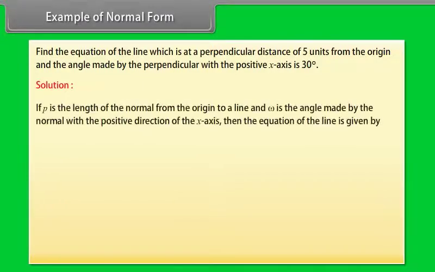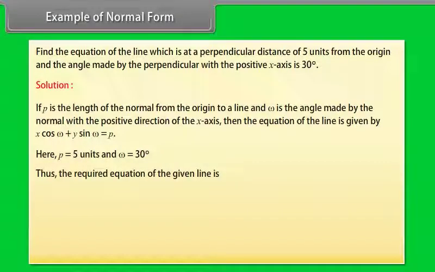Solution. If p is the length of the normal from the origin to a line and omega is the angle made by the normal with the positive direction of the x-axis, then the equation of the line is given by x cos omega plus y sin omega is equal to p. Here, p is equal to 5 units and omega is equal to 30 degrees.